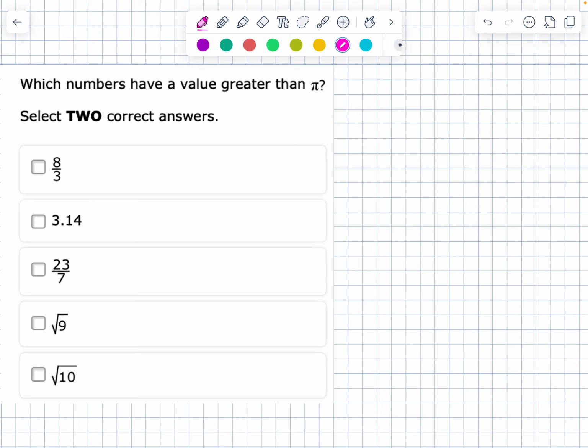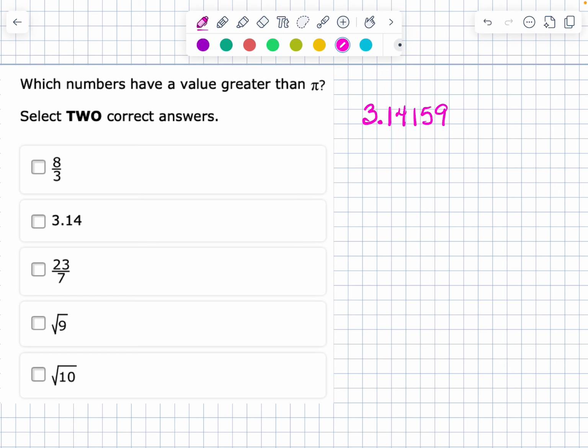So the first thing you need to understand is what is pi. And if you enter that in the calculator, press the pi symbol, you're going to get a string of numbers. You know pi is infinite, so it never ends, but we don't need a whole lot of digits. But let's do 3.14159. That is plenty of digits in order to solve this problem. So what we're going to do is compare each one of these answers to 3.14159 and see which two are greater than that.